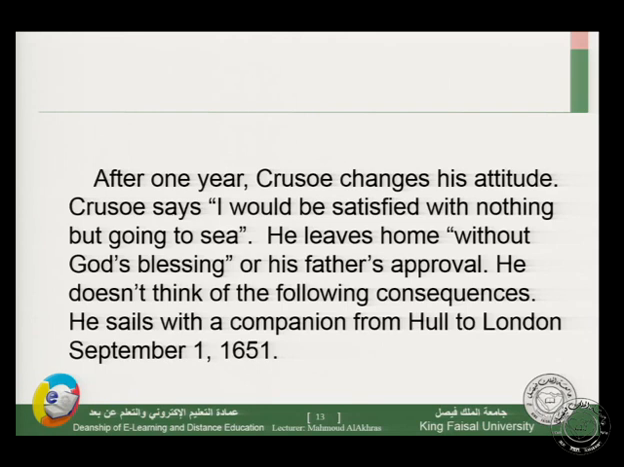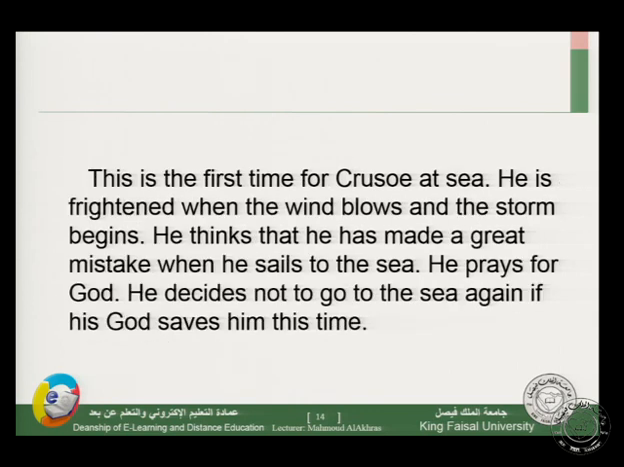According to him, he leaves home without God's blessing or his father's approval. So he was against his social condition. He doesn't think of the following consequences. He sails with a companion from Hull to London, September the 1st, 1651. So we can see that Crusoe changes his ideas all the time. This is the first time for Crusoe at sea. He is frightened when the wind blows and the storm begins.